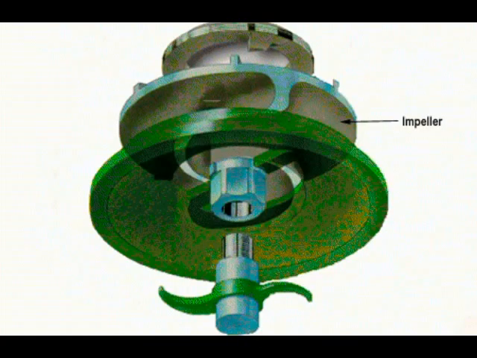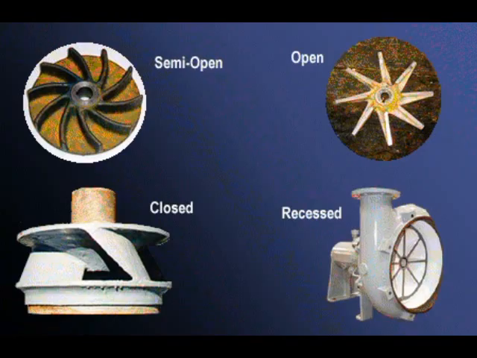Another variation of the centrifugal pump that has been adapted to better handle solids is the chopper pump. In these pumps, the vanes of the impeller are cupped and sharpened in order to chop solids as they enter the pump. All four types of impellers, closed, semi-open, open, recessed, share an important characteristic.